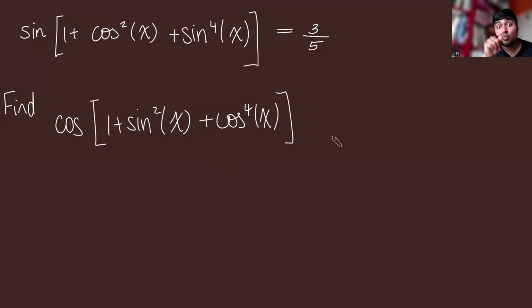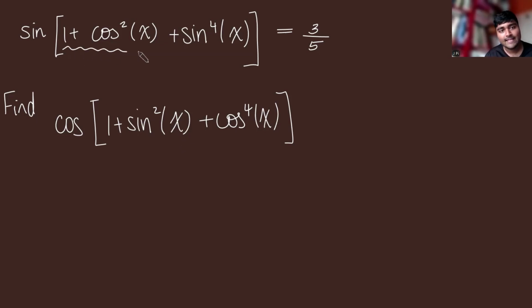We're told that sin(1 + cos²x + sin⁴x) is 3/5. And from this, we're expected to deduce the value of cos(1 + sin²x + cos⁴x), and we're not allowed to use a calculator. This seems almost impossible, but in fact, we can work this one out. Here's how we do this.